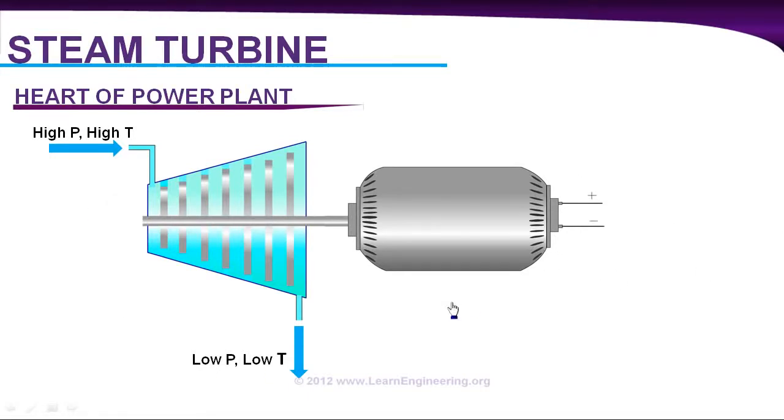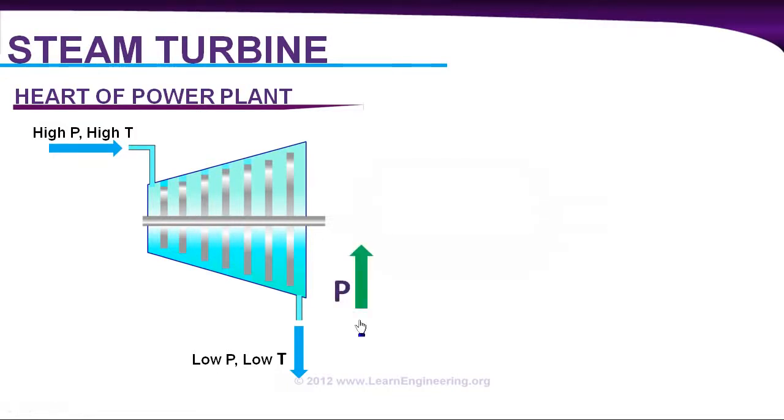So that exactly is our challenge in a steam power plant. How to convert this low pressure, low temperature steam back to its original state. Means to a high pressure, high temperature steam. Before finding how to do this, we will analyze this process more thermodynamically.